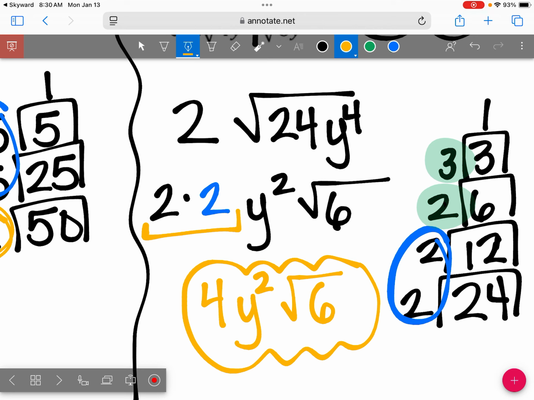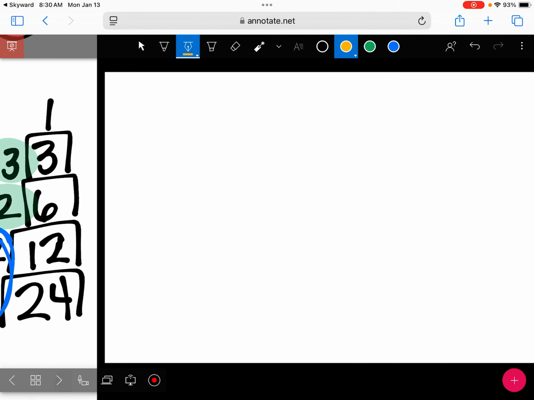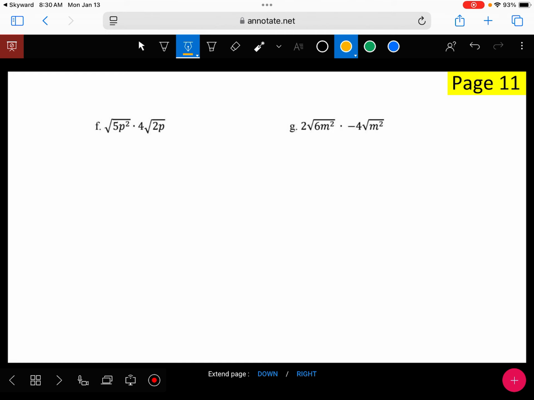All right, what do you think so far? Thumbs up, sideways, down. Sideways, some ups. Okay, let's keep practicing. A couple more and then we'll end for today.